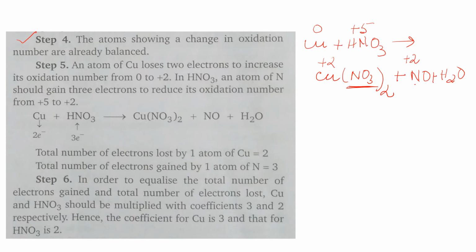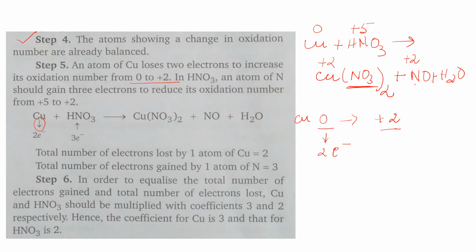Step number 4: an atom of copper loses 2 electrons. Copper is changing from 0 to plus 2, so the change in oxidation number is plus 2. It is an increase in the oxidation number, that means it is losing 2 electrons. That is why I have shown it here with the downward arrow.